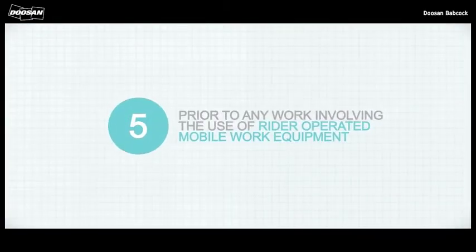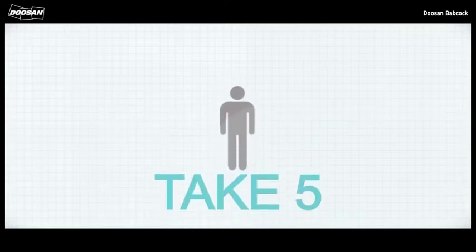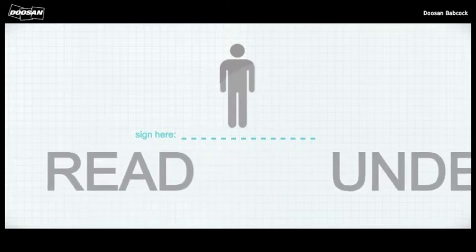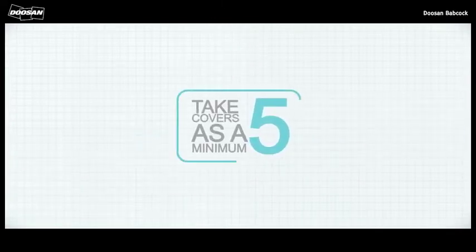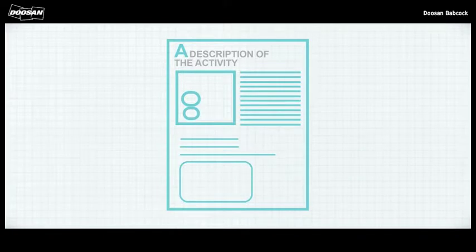Prior to any work involving the use of rider-operated mobile work equipment, a Take 5 must take place and the driver must sign the Take 5 form to indicate that he or she has read, understood and agreed with the contents. The Take 5 covers, as a minimum, a description of the activity and confirmation that the appropriate permit and risk assessment has been carried out.